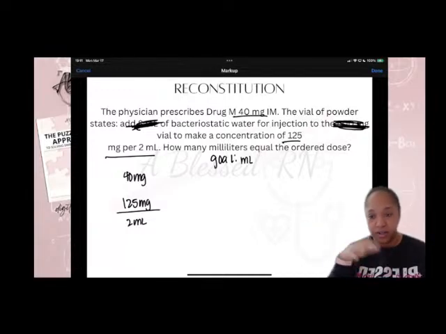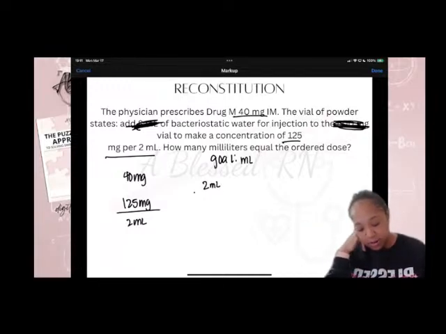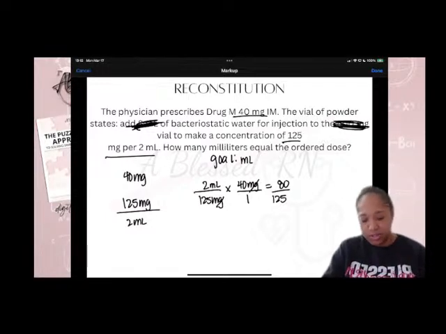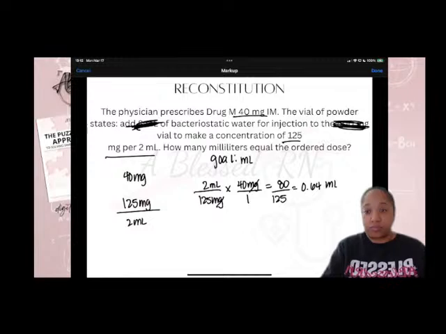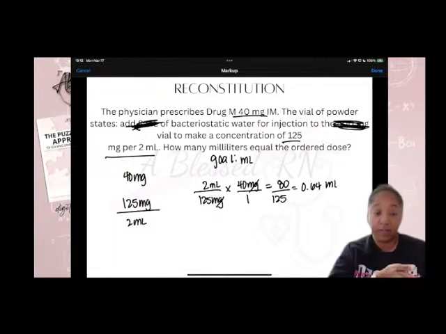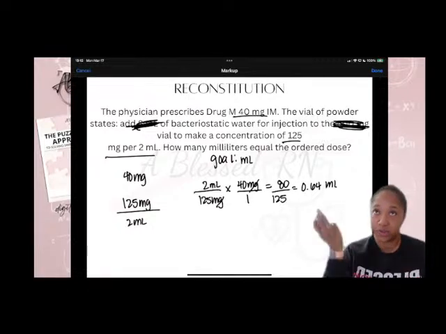Medicine versus liquid, okay? So we'll do 2 milliliters is 125 milligrams times 40 milligrams over 1. You see your milligrams cancel out, so it'll be 80 divided by 125. I think it's like 0.6 some. 0.64 milliliters. Okay? So do you see what was the fluff and what's not the fluff? You always concentrate on the concentration.